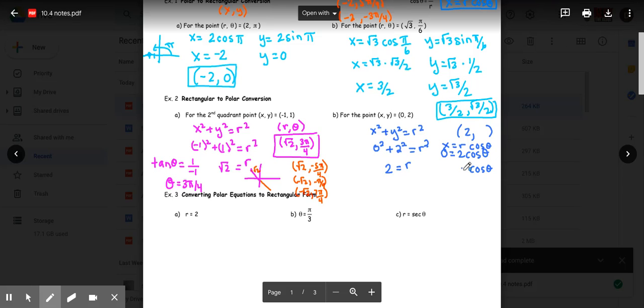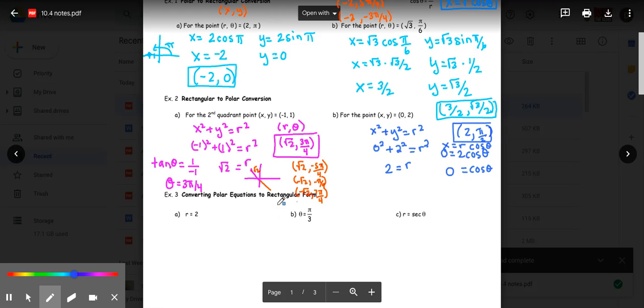So cosine of theta equals 0, and so where on the unit circle is cosine equal to 0? That would be at pi over 2. And there you go, there's a point there. Okay, this is really getting slow on me.